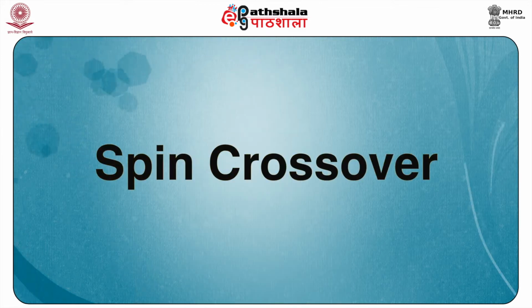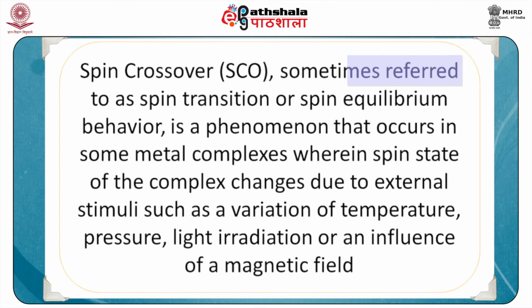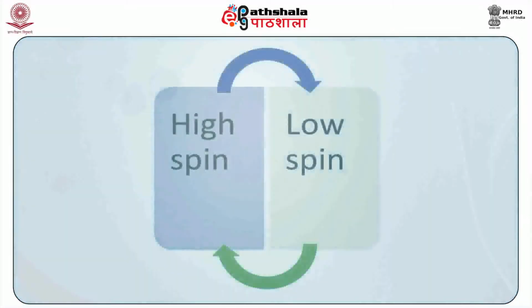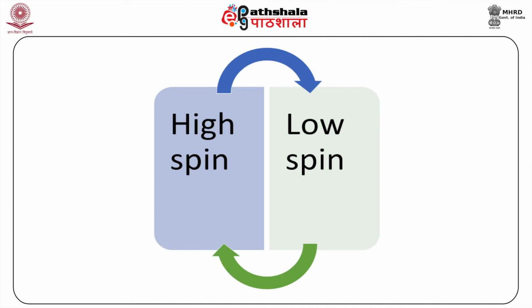Spin crossover. Spin crossover, sometimes referred to as spin transition or spin equilibrium behavior, is a phenomenon that occurs in some metal complexes wherein the spin state of the complex changes due to external stimuli such as a variation of temperature, pressure, light irradiation, or an influence of a magnetic field. Spin crossover refers to the transitions between high to low or low to high spin states.